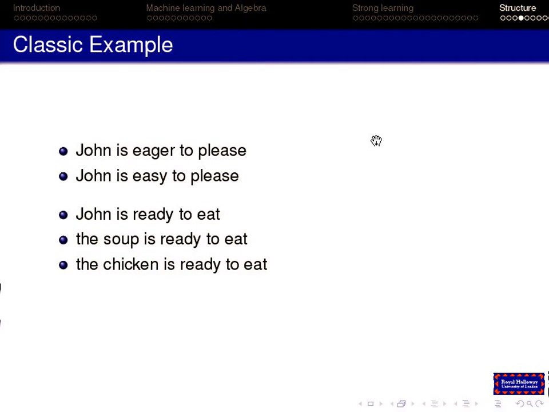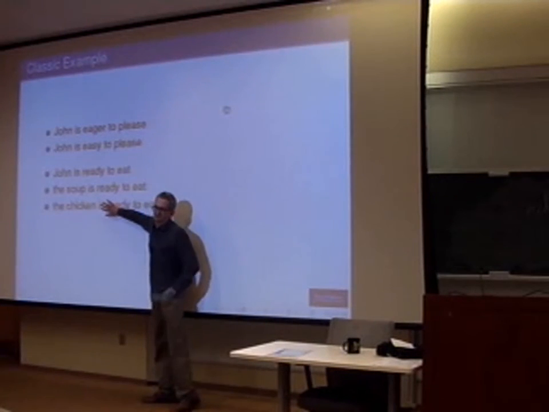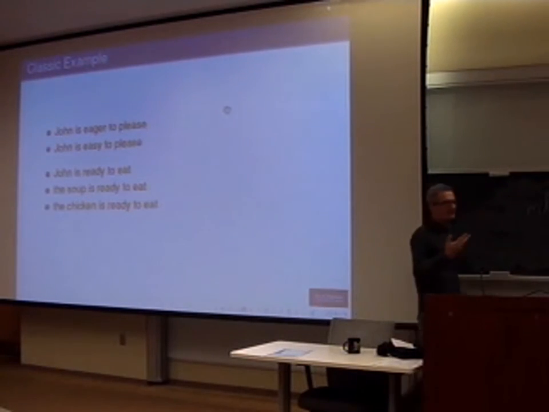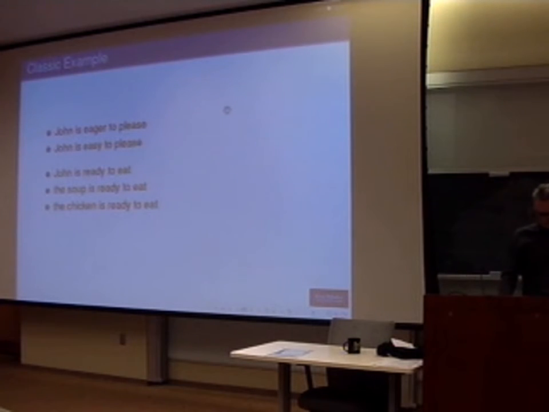We have John is ready to eat, the soup is ready to eat, and the chicken is ready to eat. Well, the chicken is ready to eat intuitively can mean either this delicious roast chicken has just come out of the oven, or it could mean it's feeding time for the chickens and they're running around pecking or whatever. So what we want to say is that these two are unambiguous, and this one is ambiguous. And we want, in some sense, to be able to recover this just from the surface sets of strings.